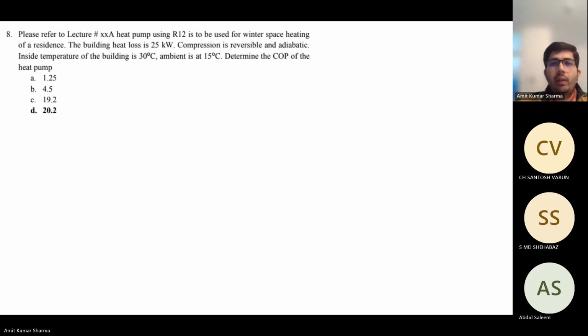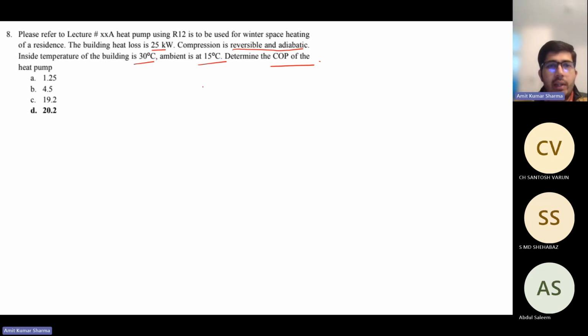Number 8. There is a heat pump using R12 for winter space heating of a residence. The building heat loss is 25 kilowatt. Compression is reversible and adiabatic. Inside temperature of the building is 30 degrees, ambient is 15 degrees. Determine the COP of the heat pump.